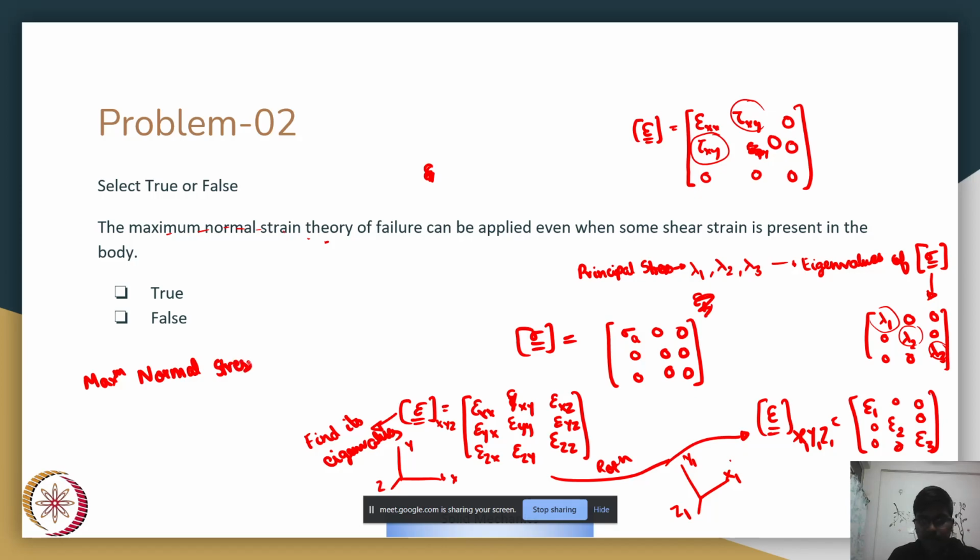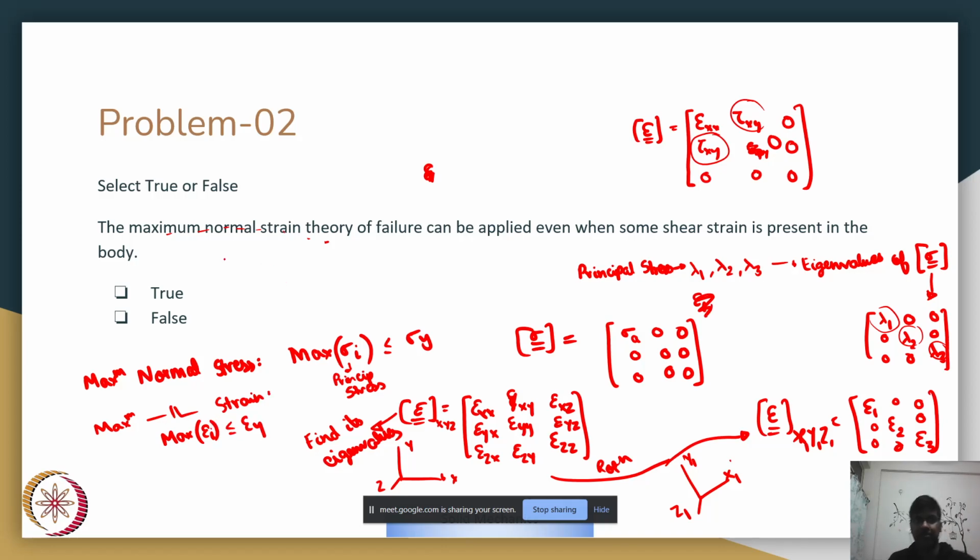It is similar to, so how do we write maximum normal stress theory? It is written as max of sigma I, where sigma I is the principal stress, which should be less than or equal to sigma Y. The same way you can write maximum normal strain theory: max of epsilon I. The maximum normal strain theory can be applied even when you have some shear strain, because we'll be solving the eigenvalue problem, then moving to the rotated frame where there are only principal strains, which are only normal strains and no shear strains.